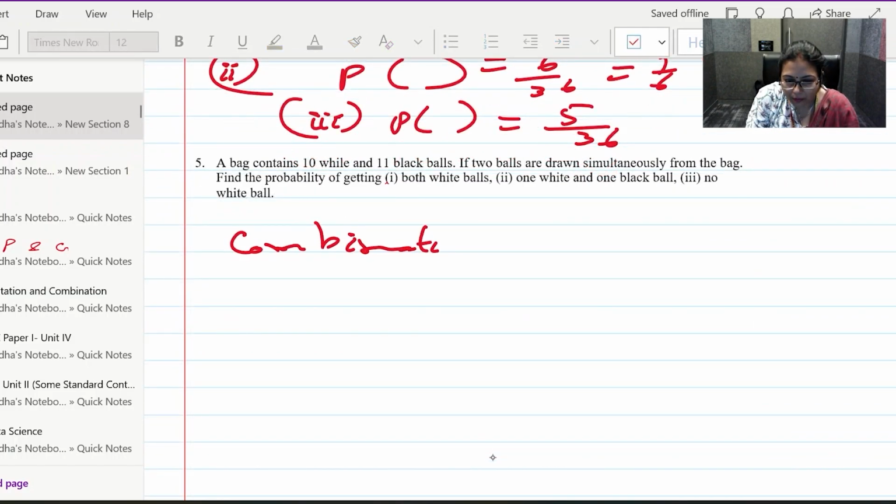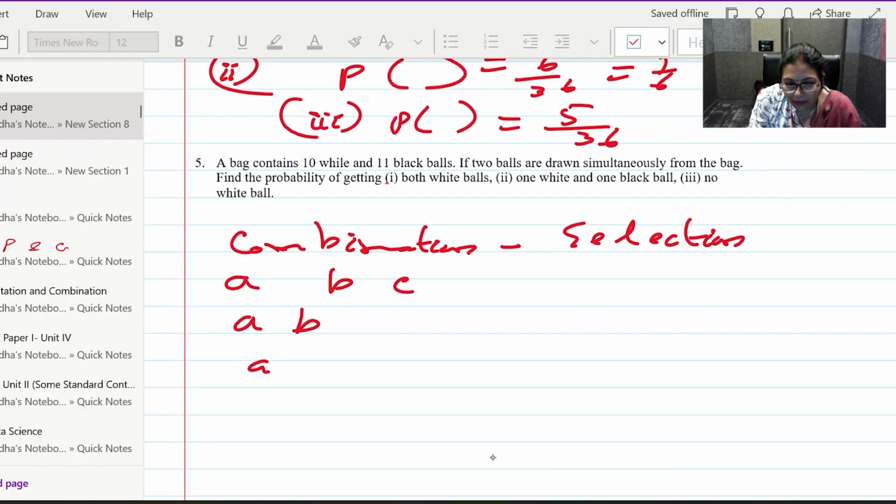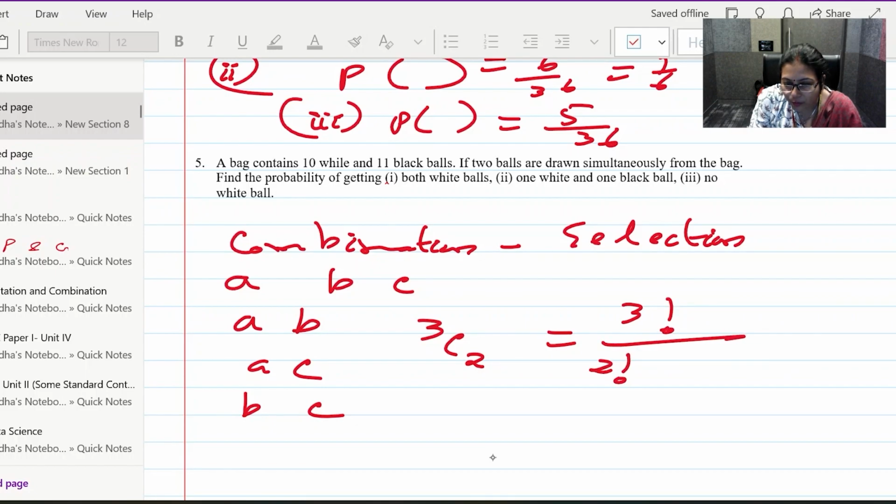Combination. The meaning of the word combination is selection. Suppose there are 3 objects A, B and C and we have to select 2 out of them. So what we can do? AB, AC, BC. We will write 3C2 and the formula will be 3 factorial upon 2 factorial, 3 minus 2 factorial. So let us check.